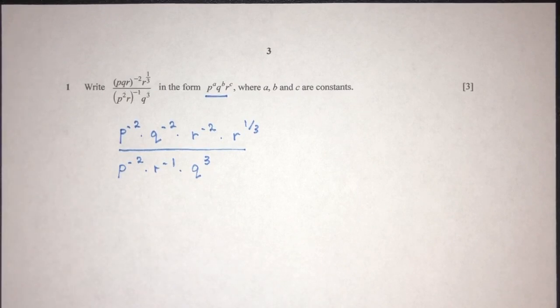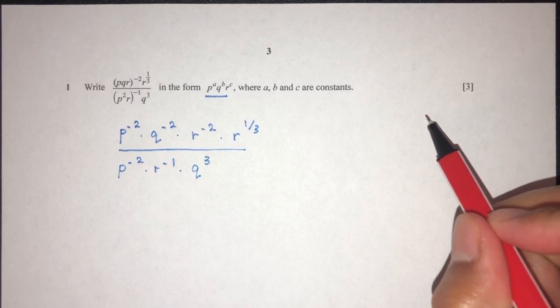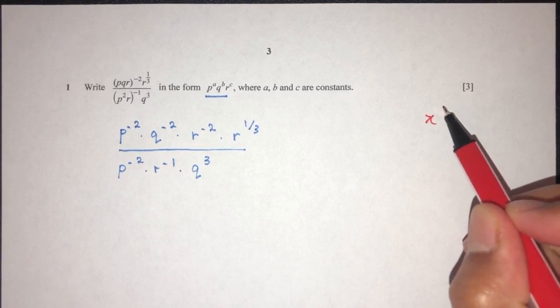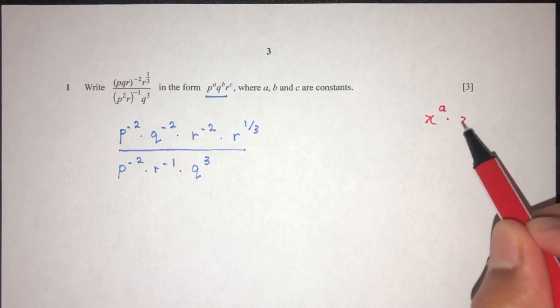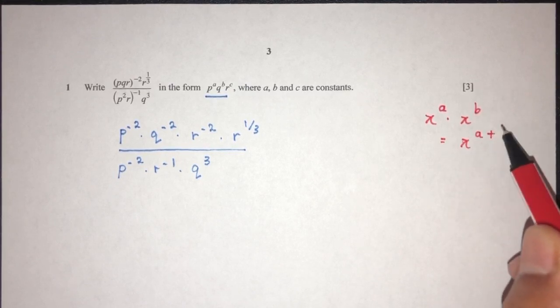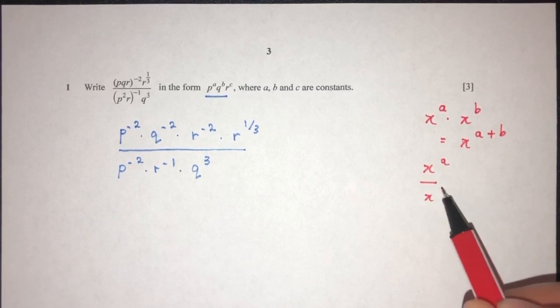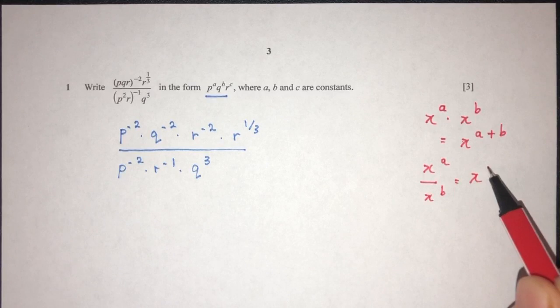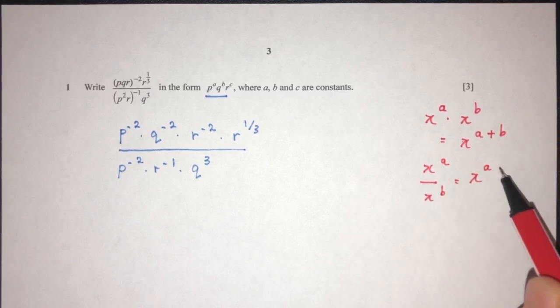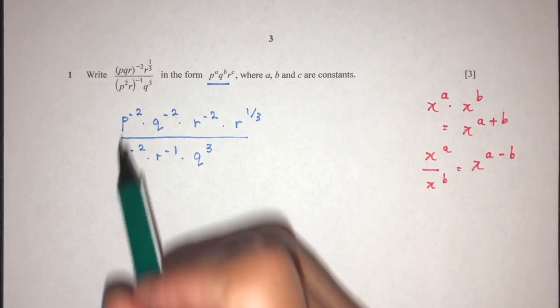Now, obviously we can simplify this by the laws of indices. For example, let's say you had x power A multiplied by x power B. That will be simply x power A plus B. If you had x power A divided by x power B, that will be simply x power A minus B, because divide will be minus. So these are the laws of indices we have to use in this question. So step by step, let's regroup all the same terms or same base together.